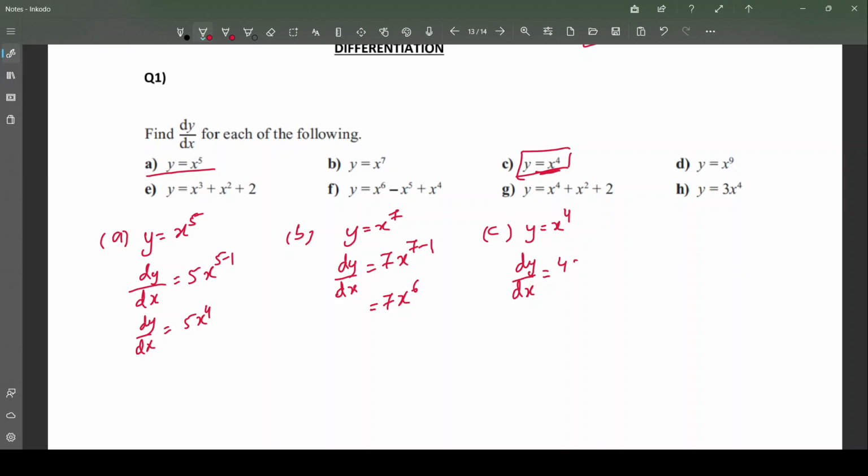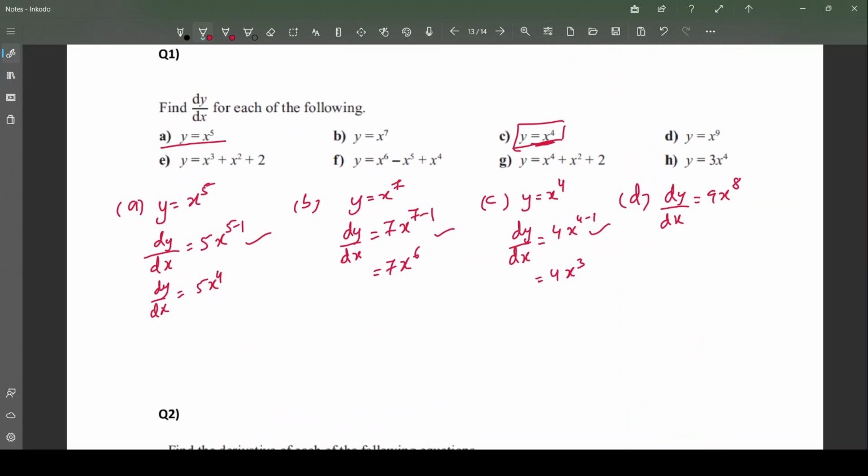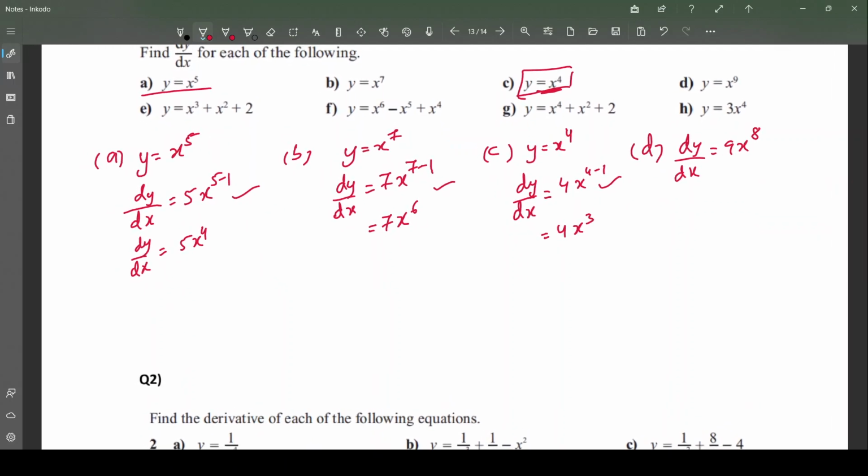So this 4 comes in front and 4 minus 1. The rule is very simple, power rule. So it becomes 4 into x raised to power 3. For the D part, if I differentiate with respect to x, we get 9 into x raised to power 8. Here I just wrote minus 1 as one more step, but here I'll be directly doing the steps because we are subtracting. In the power rule we have to bring the power's exponent in front and we have to subtract 1 from the power or exponent, we can call it.